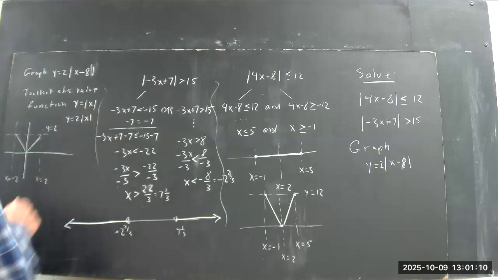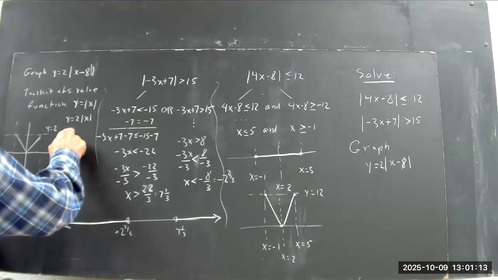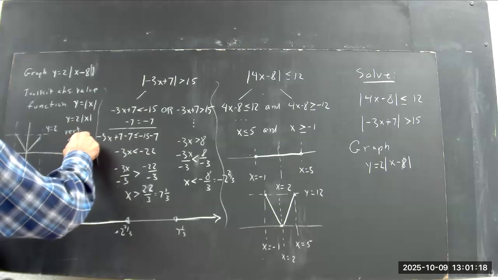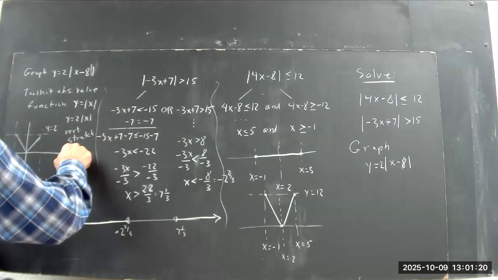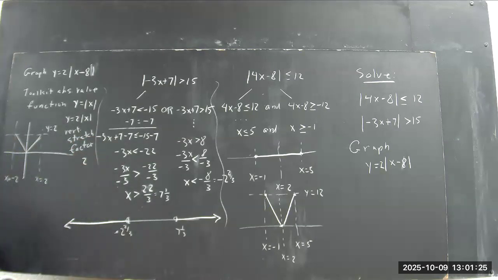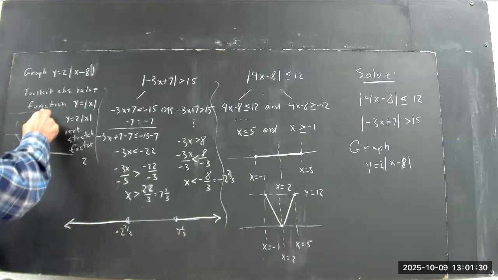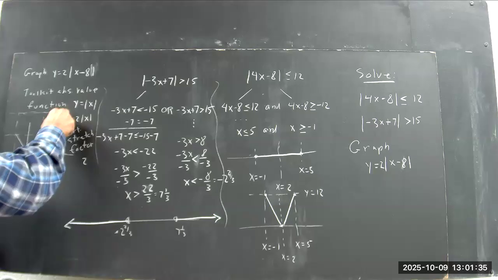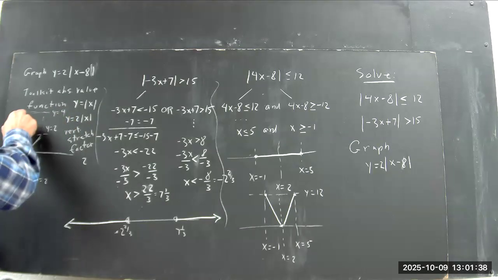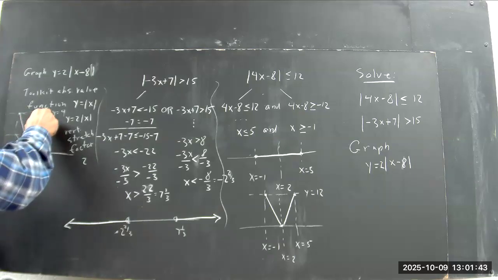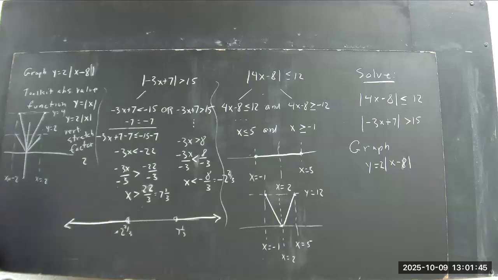Okay, so to do 2 times the absolute value of x minus 8, first we'll do y equals 2 times the absolute value of x. We get a vertical stretch factor of 2. So every point moves twice as far from the axis. So we have to come up to the line y equals 4. Here's our graph.